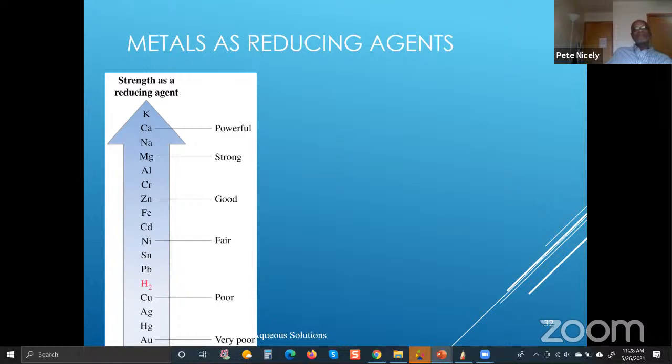Now, of course, different metallic elements will have different strengths in terms of their reducing capacity. And we can arrange them in terms of a series. In some textbooks, they call it the activity series. In other textbooks, they call it the electrochemical series. It's basically the same thing. And as you can see in this series, potassium is in this list the most powerful reducing agent, followed by calcium, followed by sodium, and so on.